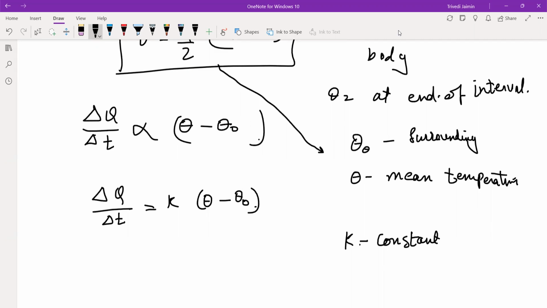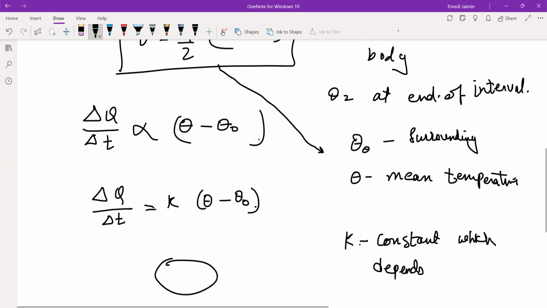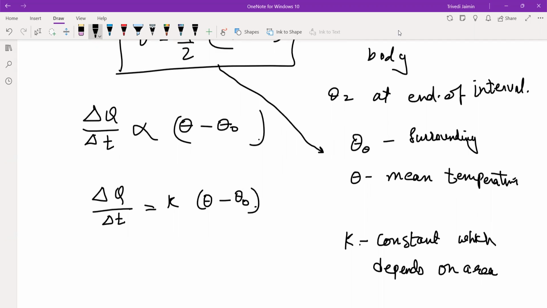It's a constant which depends on area, how much area it is covering. And some more thing, its nature. What's the nature of that thing, of material or surface?